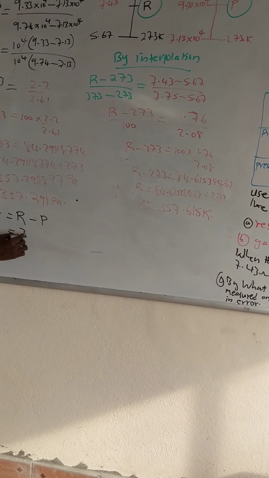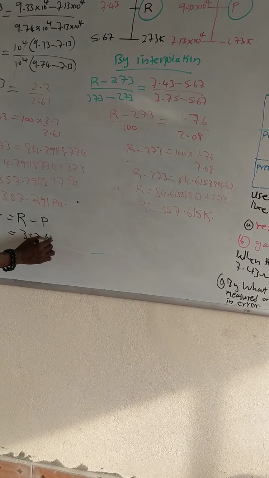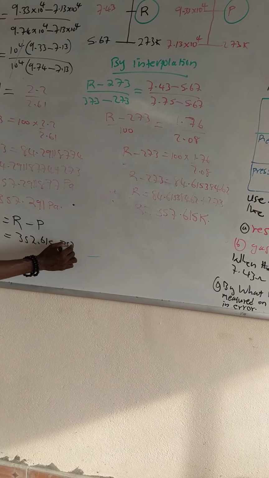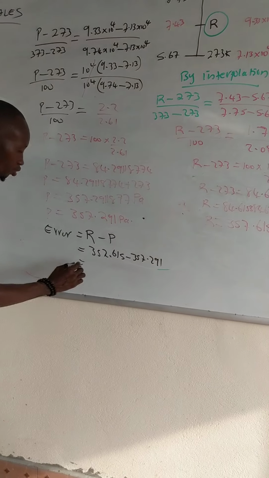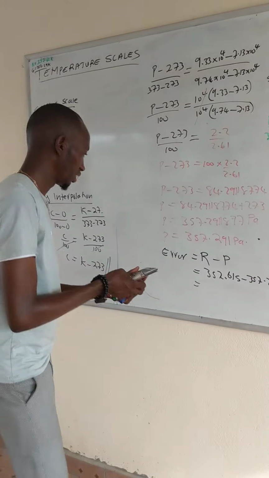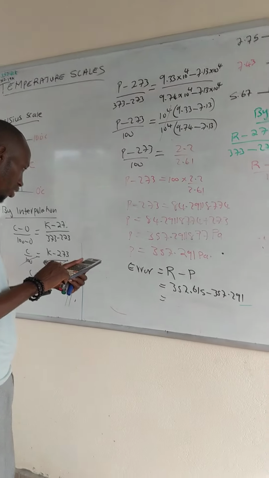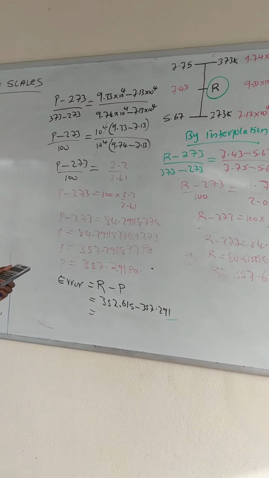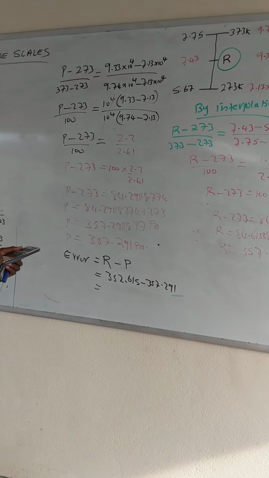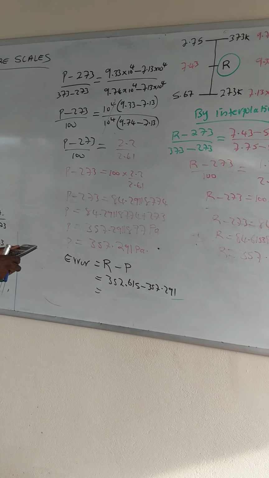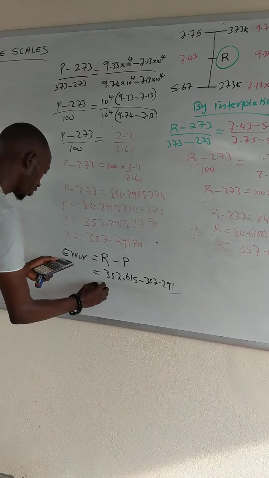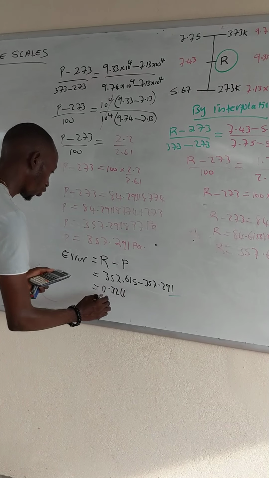So we subtract 357.615 minus 357.291. So the error here, in this case, 357.615 minus 357.291. We have 0.324. This is the error.